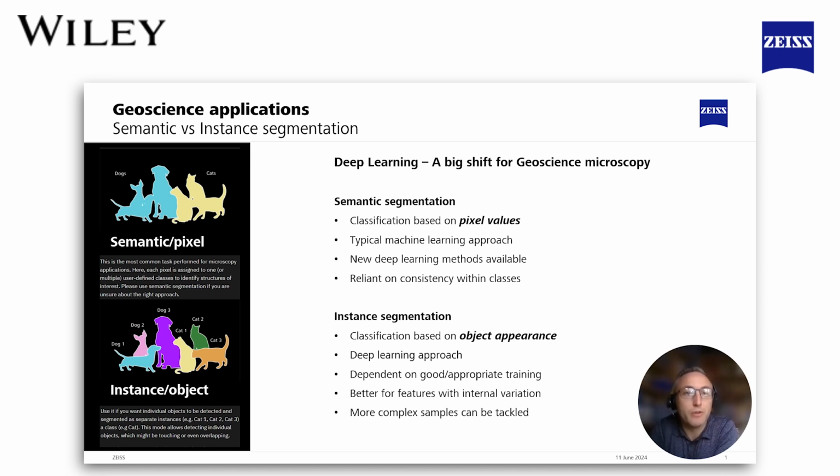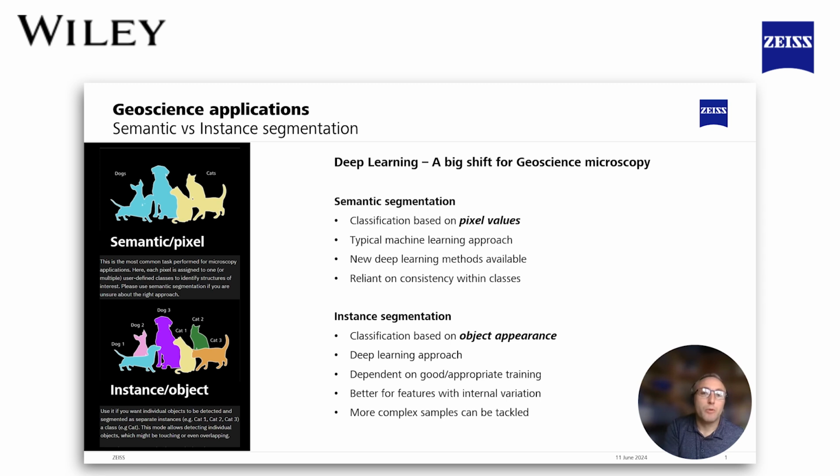So I just really want to focus on this difference and this shift that we're making from what was a semantic classification technique, or semantic segmentation, where we based our image segmentation and our classification on what individual pixels look like. So we'd find some pixels of interest and then allow the software to find other pixels that look the same. It's a typical machine learning approach.